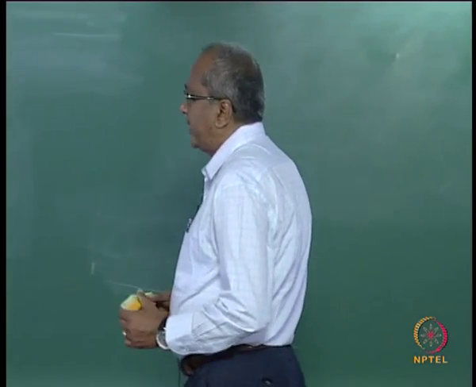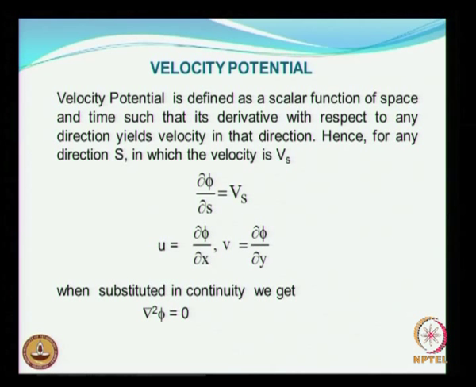Velocity potential is defined as a scalar function of space and time, such that its derivative with respect to a given direction yields the velocity in that direction. Hence in general, for a direction s in which the velocity is vs, ∂φ/∂s = vs, where s is the general direction. So if you are considering a 2-dimensional flow, u = ∂φ/∂x and v = ∂φ/∂y.